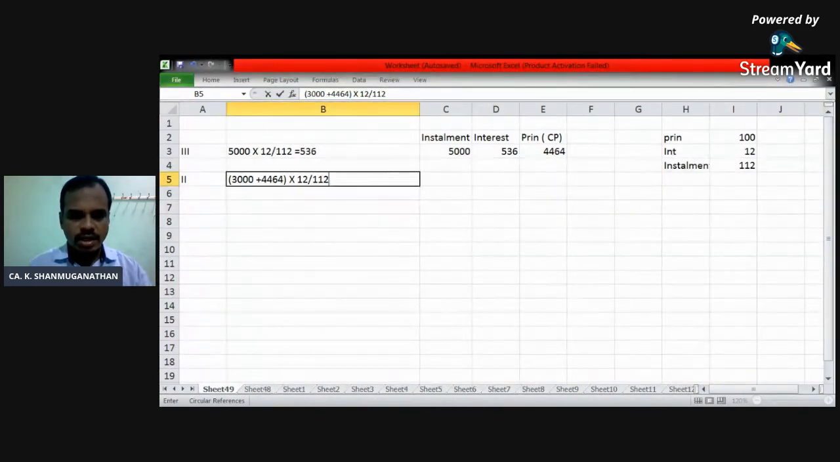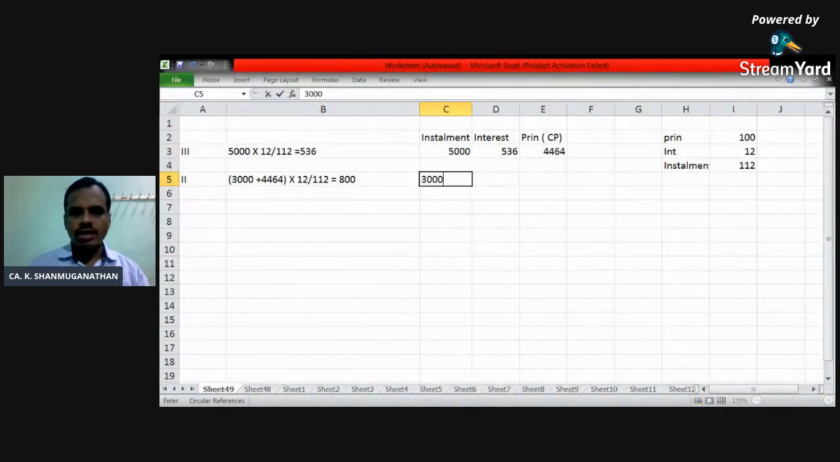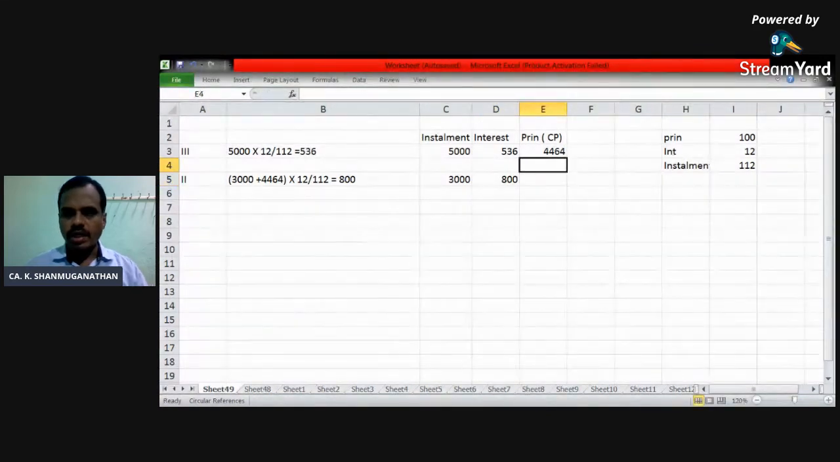Having said that, let's continue now. So 3,000 into 12 divided by 112, if you calculate, you will get 800. I am rounding off. I hope you are also able to follow that. So 3,000, and then what happens? Interest portion is 800. Automatically, what remains is your cash price, so it would be 2,200. That is your installment number 1.